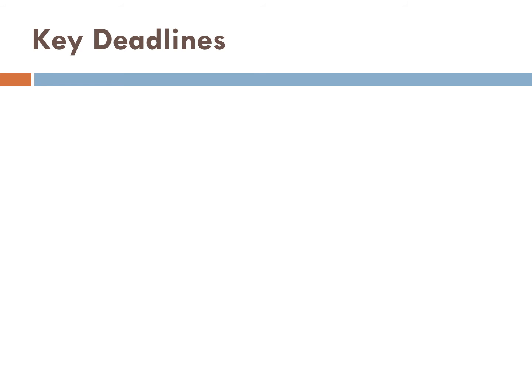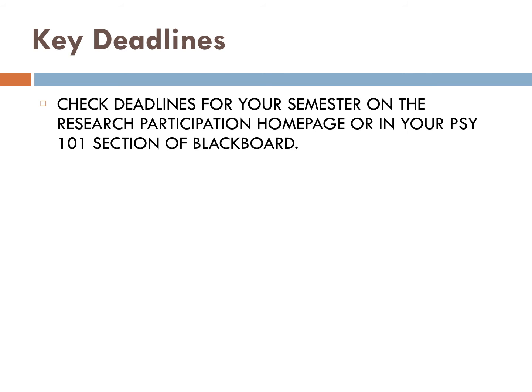All right, so now just to go over some key deadlines throughout the semester that you'll need to be aware of. You'll want to check the deadlines for your specific semester on the research participation homepage on Blackboard. This information will also be available on the home screen, the login screen on Sona.